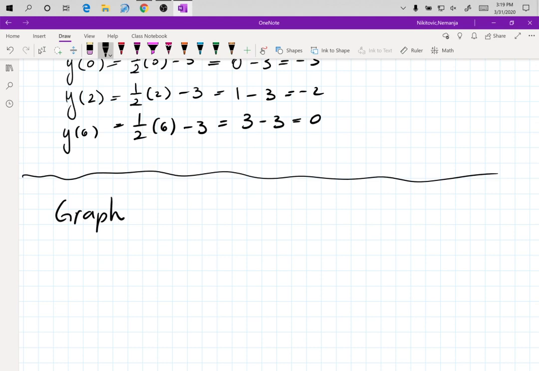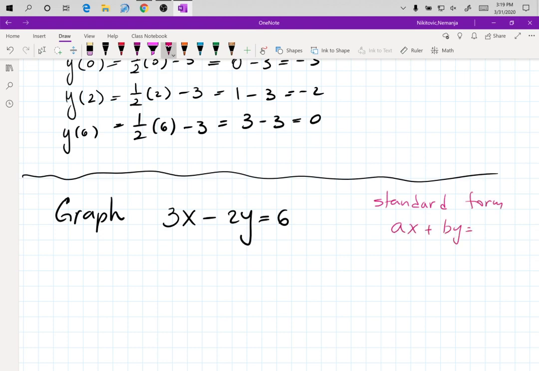Graph problems. So say you have 3x minus 2y equal to 6. Because this is standard form, which is ax plus by equals c, use the x and y intercept setup.